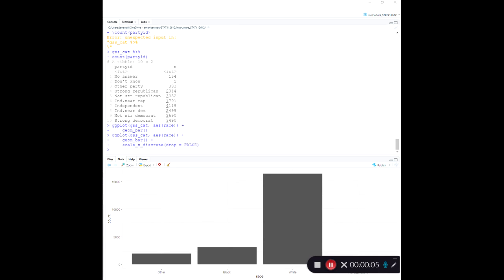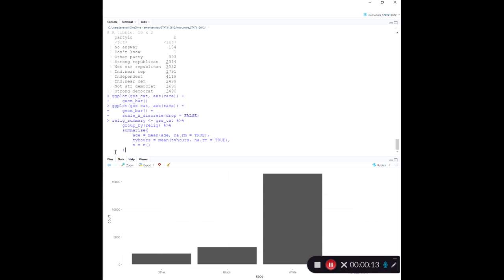Let's see if we can look at the same data set we've been looking at, the GSS cat, and let's see if we can look at the hours of TV watched by religion. So we're going to make a religion summary. We're going to take our data set, group it by religion, and then do a summarize. So for each religion, we'll have the mean of the ages, the TV hours, and the number in that group.